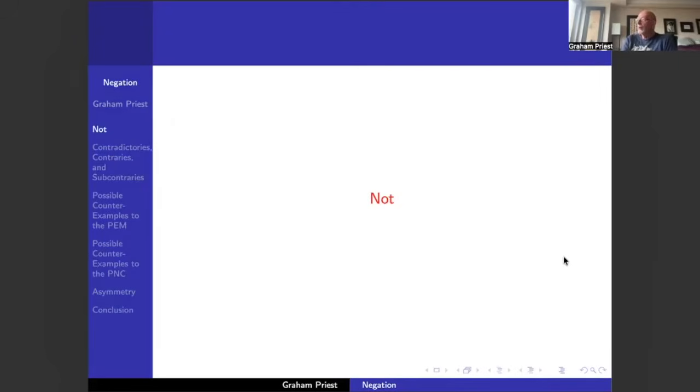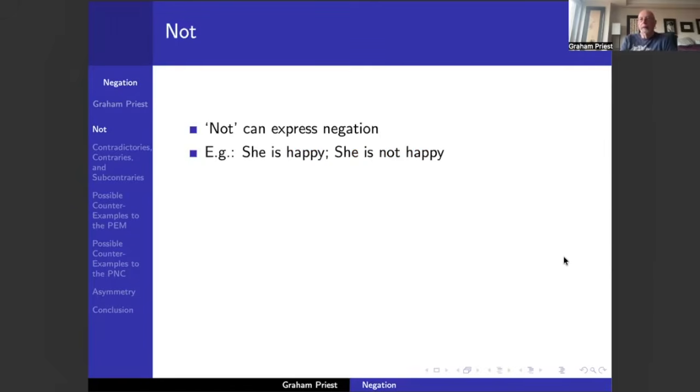Okay, so let's start with a little bit of grammar, and I'm going to talk about English grammar. Whether it applies to other languages, I'm going to leave to you to figure out. So you can think for yourself about whether what I say applies to other languages you may be familiar with. But I'm going to talk about English. So this word not in English. Now, the word not can undoubtedly express negation. So if you say she's happy and I say she's not, then I've just negated what you said. So the word not in that case expresses negation.